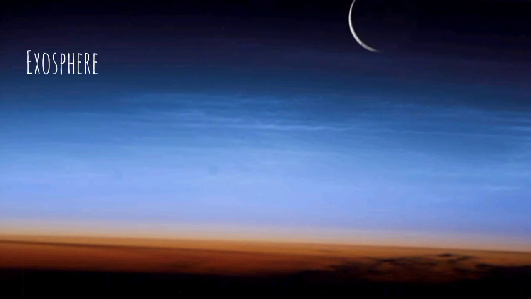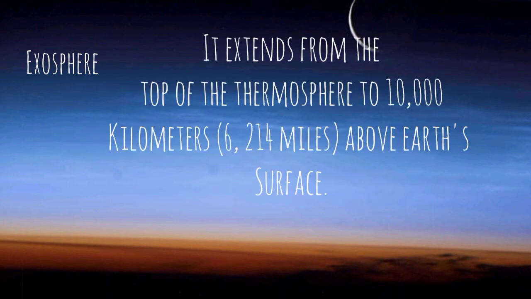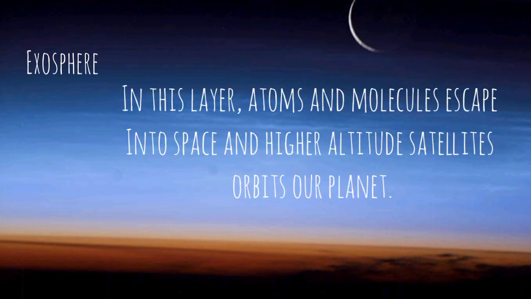Exosphere. Exo means outside. The exosphere represents the outermost layer of Earth's atmosphere. It extends from the top of the atmosphere to 10,000 kilometers or 6,214 miles above the Earth's surface. In this layer, atoms and molecules escape into space and higher altitude satellites orbit our planet.